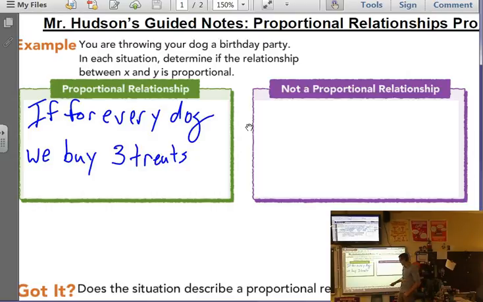What if no one came to your dog's party? Now, a not proportional relationship, anyone have an example? Think of a situation, because remember, to be not proportional, you don't have the origin point.